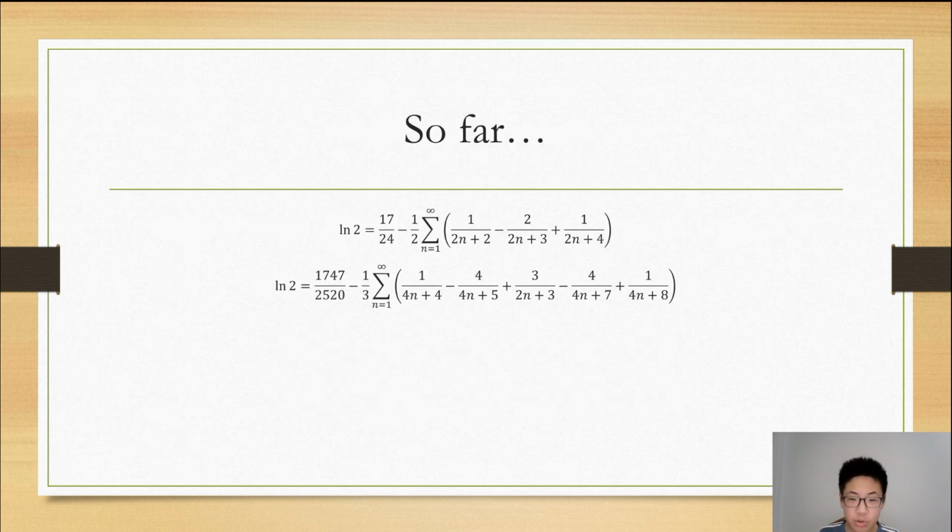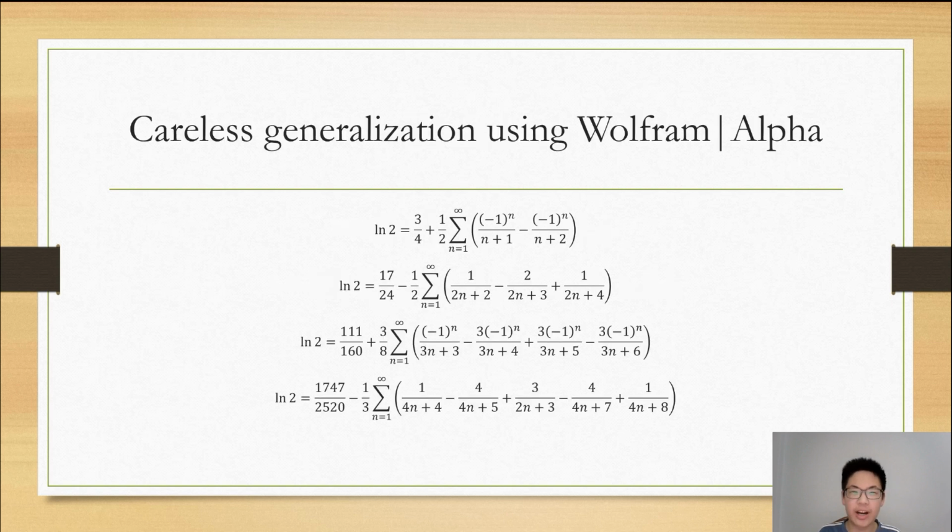So far, you have these 2 formulas. But what about this? Suppose you want analogous formulas for where the n is 1 and 3. Now, this is what I call a careless generalization: thinking about an idea and then testing it using some computer algebra system. Here I use Wolfram Alpha, and I proofread all the formulas using Wolfram Alpha again.